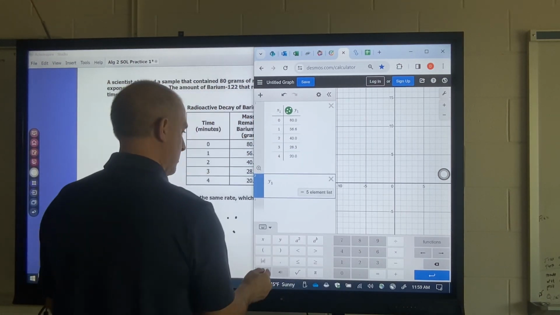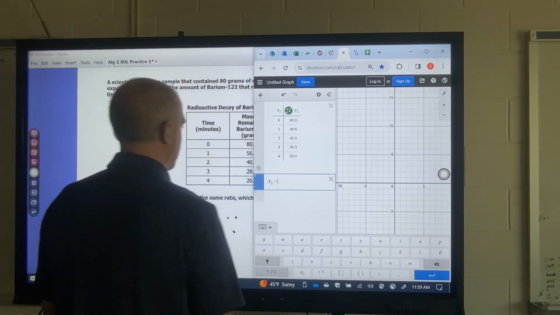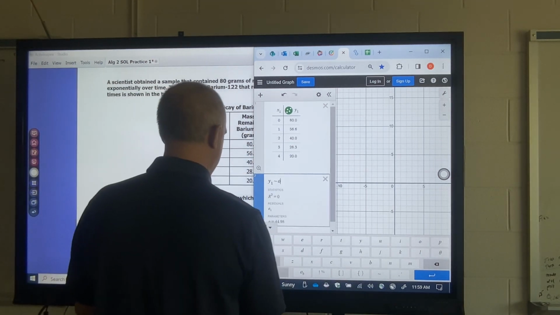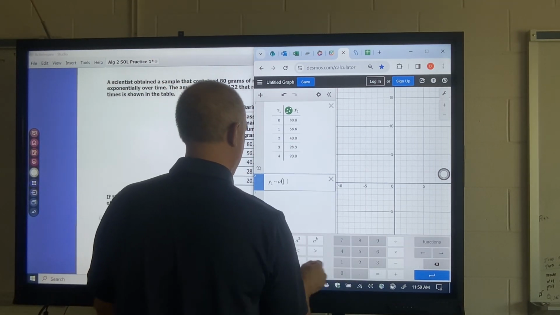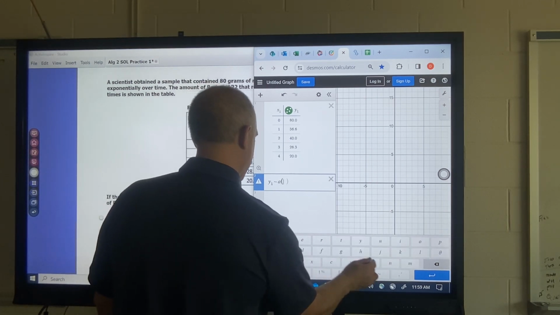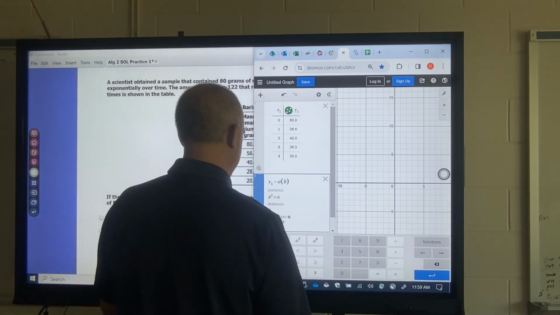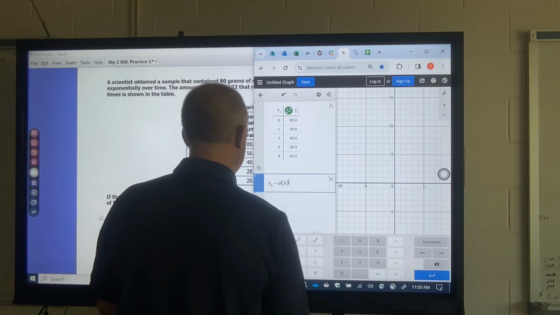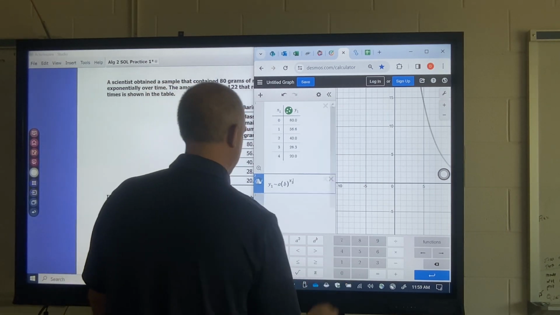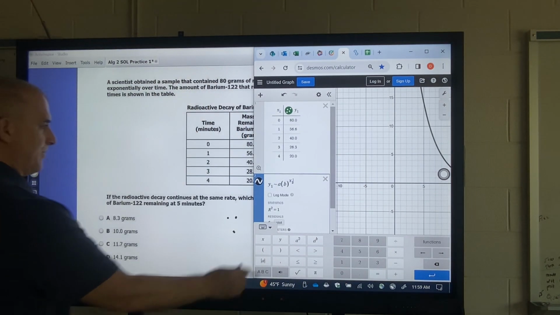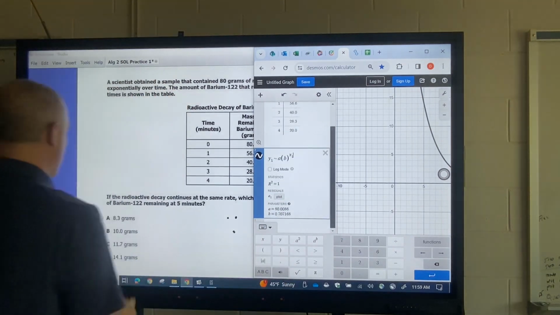Y1, ABC, okay, A, B, parentheses, exponent, next to the first. Okay, all right, and all right, I got the equation.